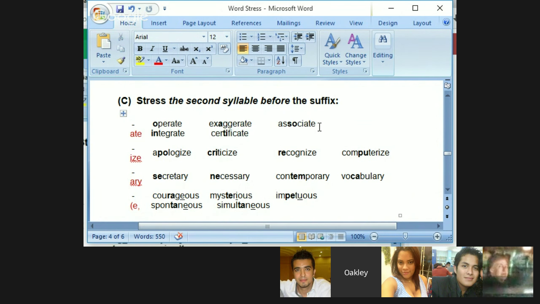Okay, let's look at associate, which, if pronounced as a verb, is absolutely correct. But try this one, saying these two together. Halen.